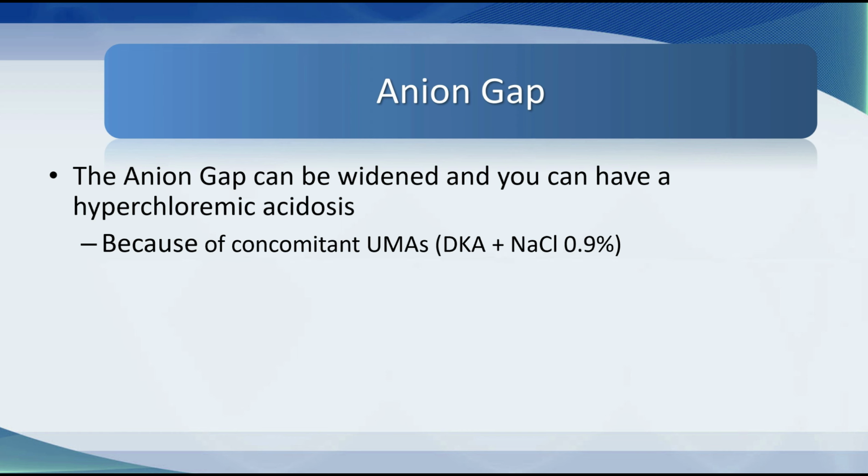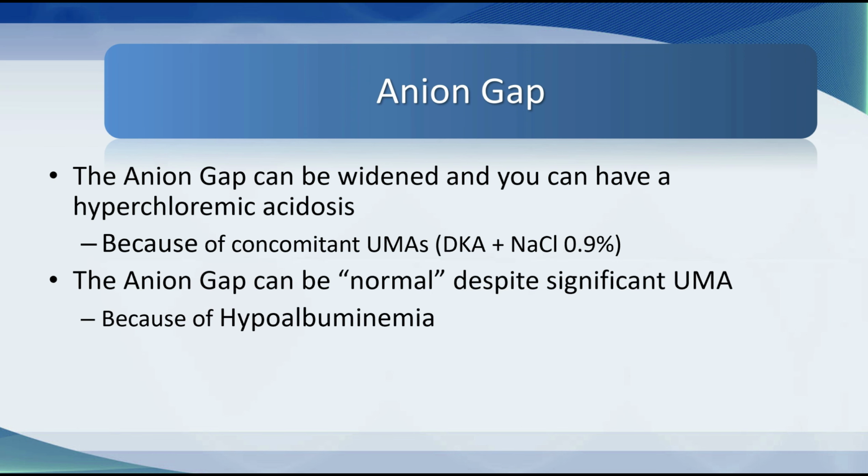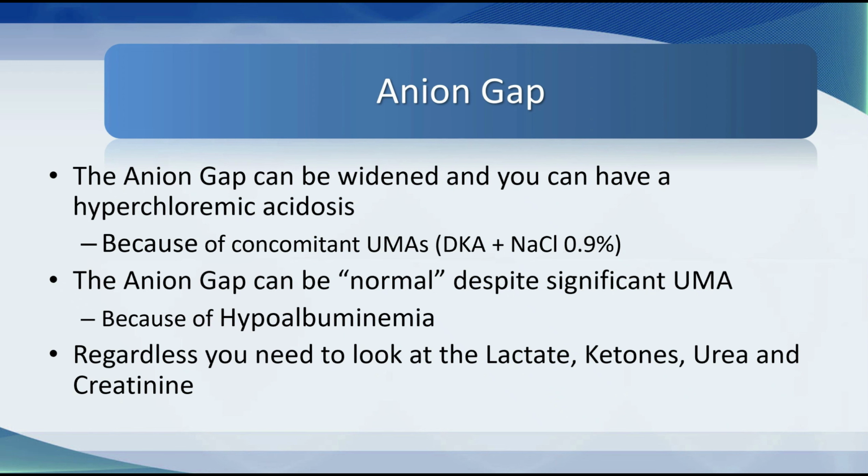The anion gap actually may be widened with a hyperchloremic acidosis because of concomitant unmeasured anions being present. We typically see this in patients with diabetic ketoacidosis who've been resuscitated with isotonic saline solution. The anion gap can be normal despite significant unmeasured anions being present because of hypoalbuminemia. Remember, the lower the albumin, the narrower the anion gap should be. Regardless, if you have a base deficit or a low bicarbonate, in other words, metabolic acidosis, you must measure the lactate, the ketones, the urea, and the creatinine.